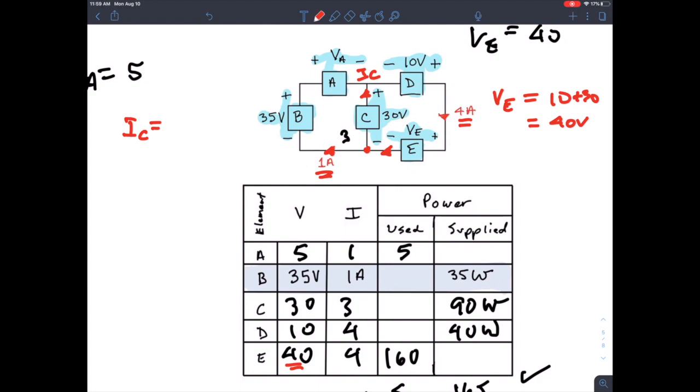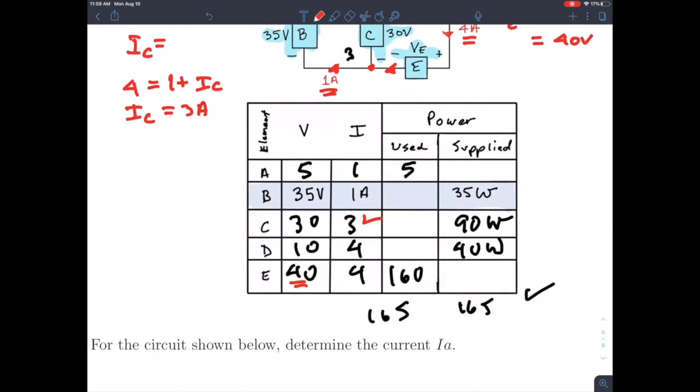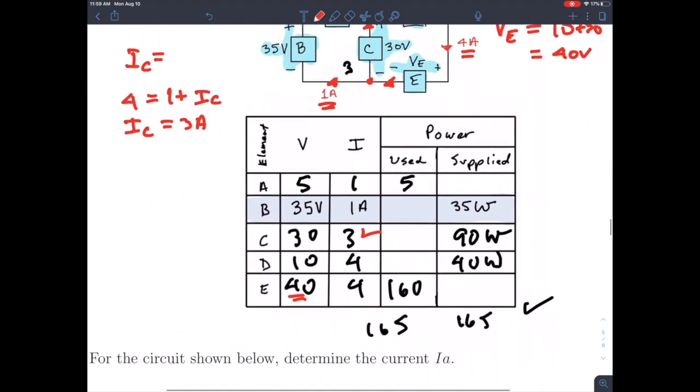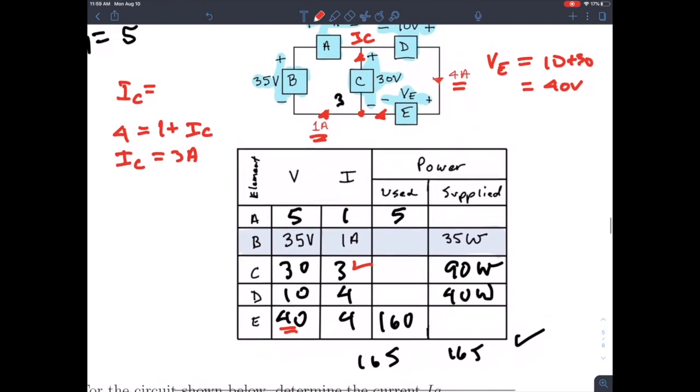Okay, so IC is going to be, you write a KCL equation. So the sum of currents coming into the node equals the sum of currents going out. All right, so coming in I have 4. Coming out I have 1 plus IC. All right, so I can solve for IC, and I would get that that'd be 3 amps. Okay, so that goes here. All right, the rest of these were given in the problem.